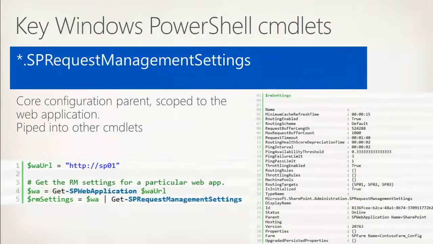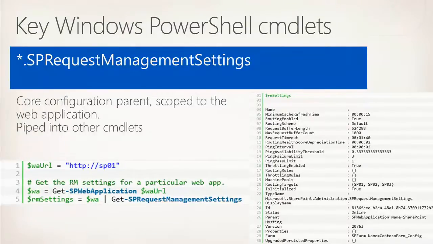I'm just going to get that, and then pipe it into Get-SPRequestManagementSettings, and that retrieves on the right-hand side a bunch of properties. Some of these are changeable. So I have routing enabled there, which is the third one down. I may choose to turn off routing, and you can see a few things related to the internal ping mechanism. You can also see in the routing targets, on line 20 there, the free machines in my sample farm.